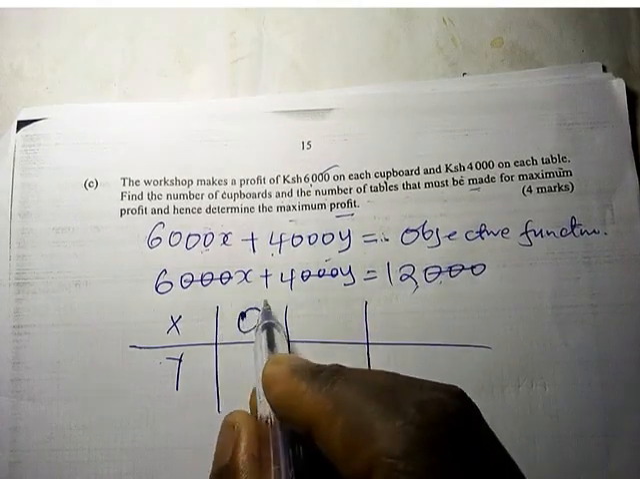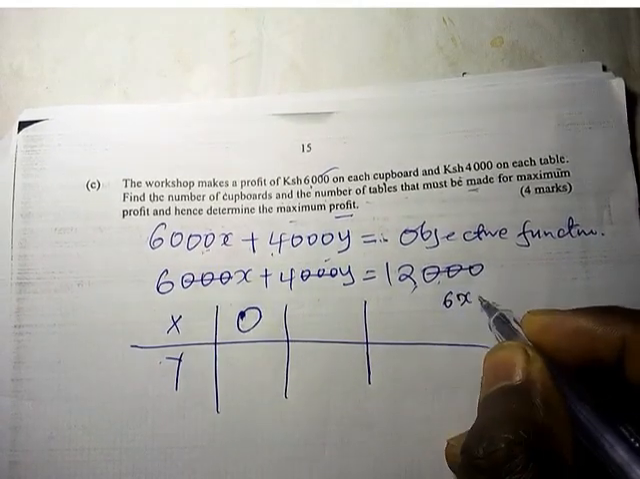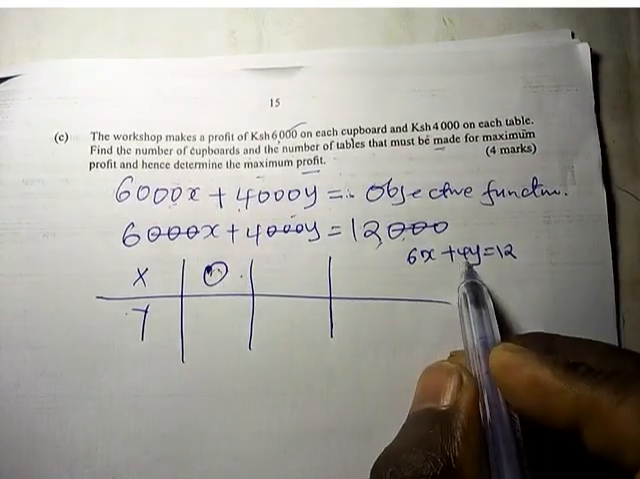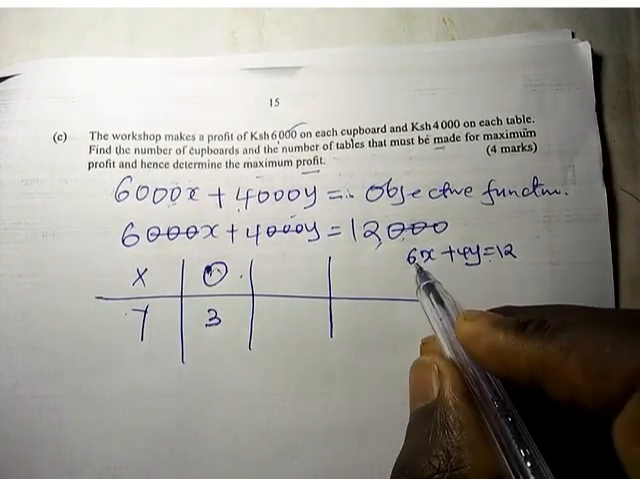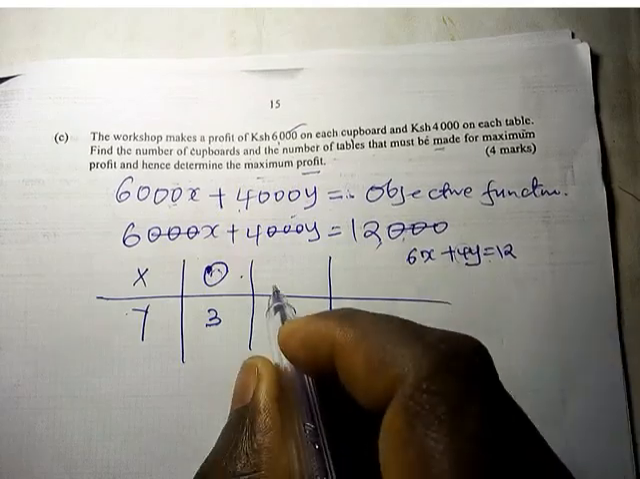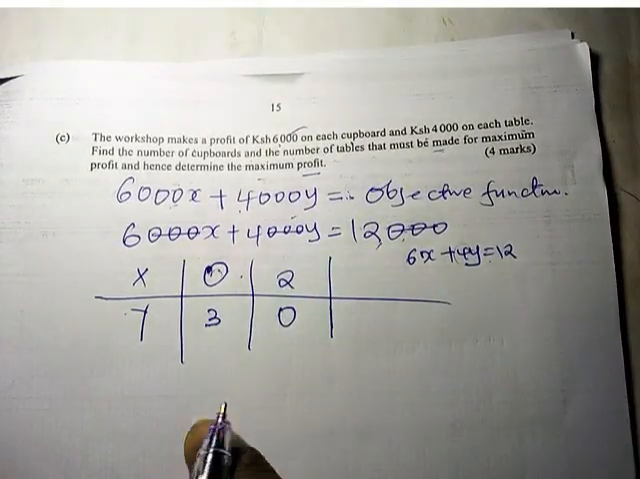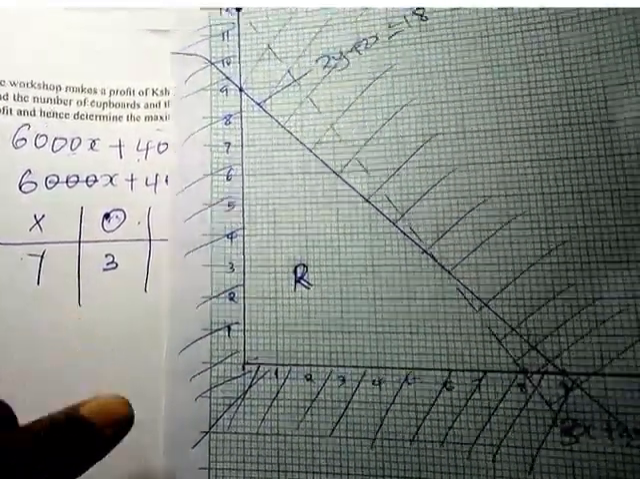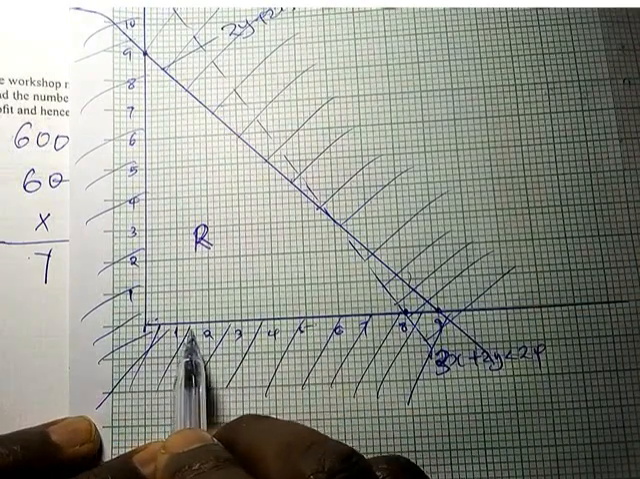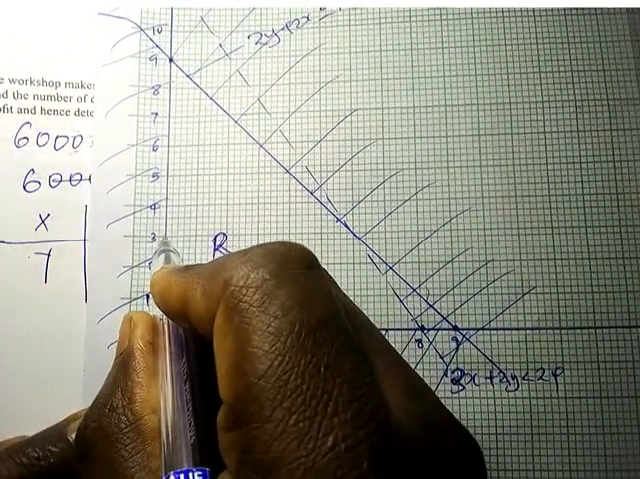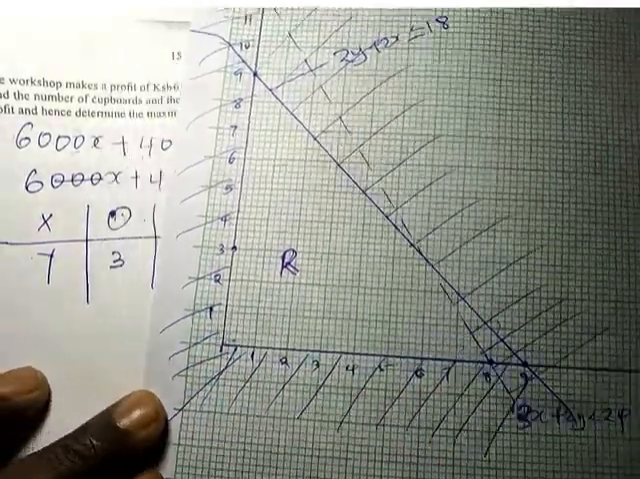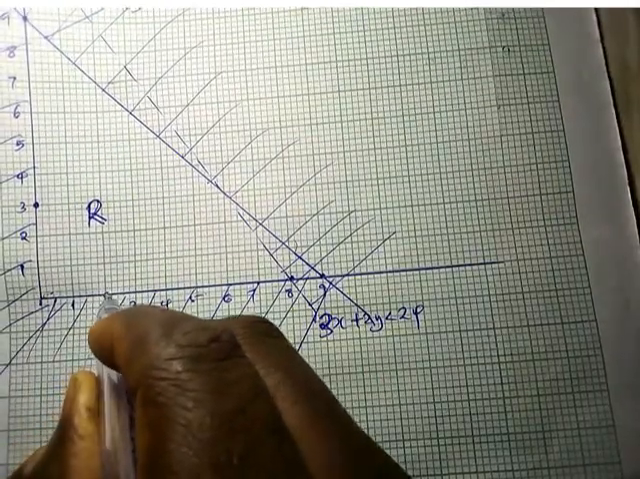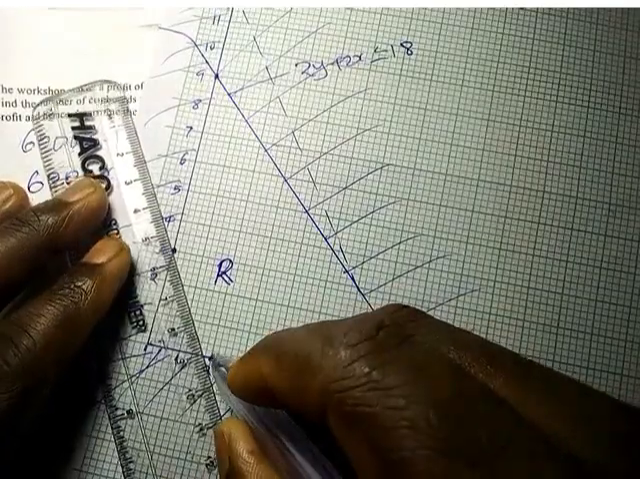So we are going to have 6x plus 4y equal to 12. If x is 0, y will be 3. And if y is 0, x will be 2. So you draw this line on our graph. x is 0, y is 3 here, and then x is 2, y is 0 here. You draw a dotted line.